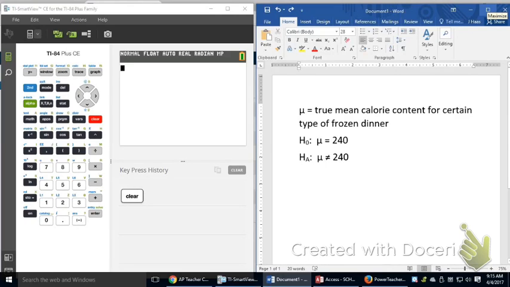Okay, now I'm going to go ahead and check my assumptions. My assumptions always need a random sample. So it is given that I have a random sample of this type of frozen dinner. We didn't just take them all out of the same lot or all out of the same grocery shelf. We have a random sample of this type of frozen dinner.